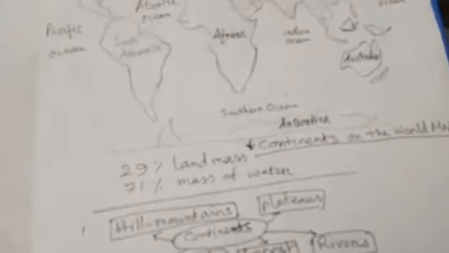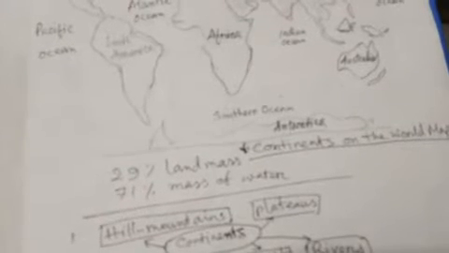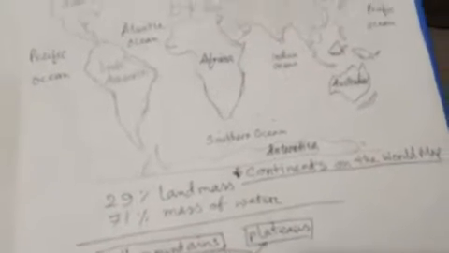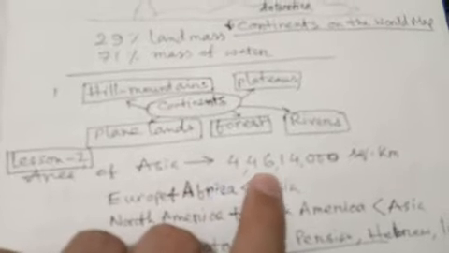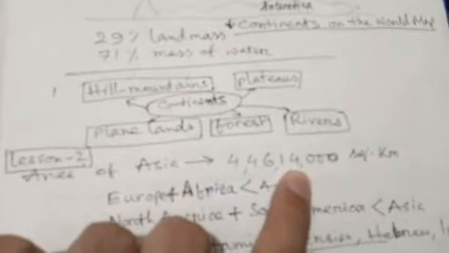That means if this one is the globe, then this is definitely 1/3. It occupies 1/3 of the land mass of the globe. As per Encyclopedia Britannica, an international book of general knowledge, it has been written that the area of Asia is 4 crore 46 lakh 14,000 square kilometers. So just memorize it: 4 crore 46 lakh 14,000 square kilometers.